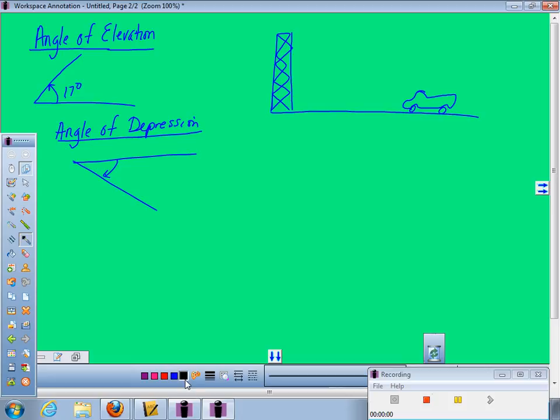Okay, so if you're up here at the top of the tower and you look down at the truck, that's an angle of depression. And I tell you the tower is 94 feet tall. My question is, how far away is the truck if you know the angle of depression? The angle of depression is 25 degrees.